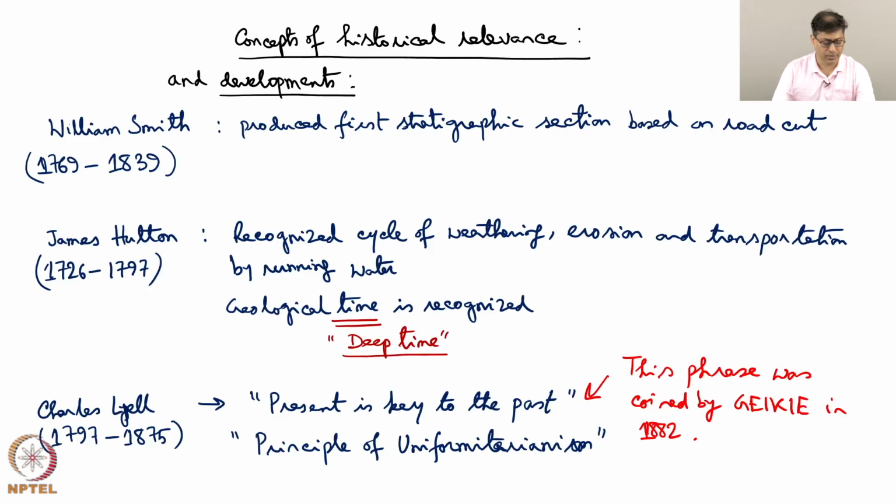Interestingly, many of the earlier geoscientists, geologists and stratigraphers were not by training geologists. For example, take the case of James Hutton, who was a physician. He recognized the cycle of weathering, erosion and transportation by running water. Now we know that not just running water, there is also transportation done by glaciers or wind.